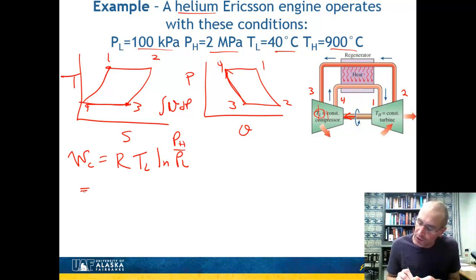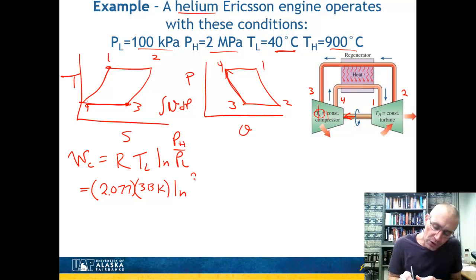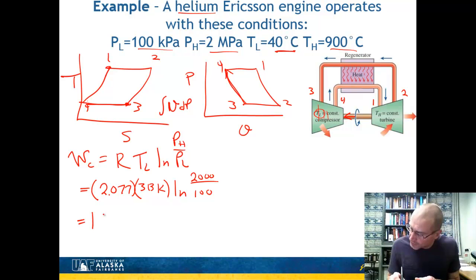So let's go ahead and solve what the work of that compressor is. We'll put some numbers in there. We have helium, so the value of R is 2.077. The temperature TL, we're at 40 degrees Celsius, which would be 313 Kelvin. You need to do all this in absolute. And now the natural log of the high pressure over the low pressure, so 2,000 over 100. If we put the numbers in there, that comes out to 1947.5, and that's in terms of kilojoules per kilogram.